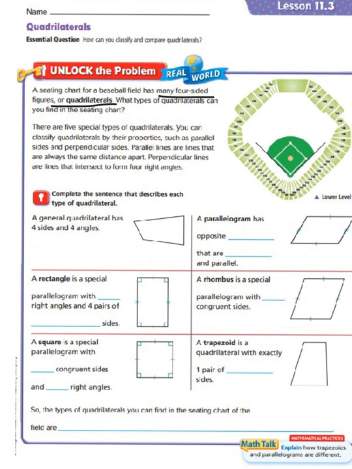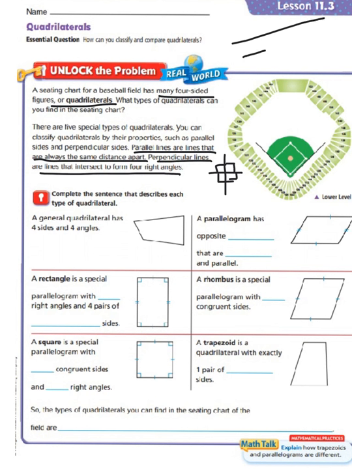Parallel lines are lines that are always the same distance apart. Perpendicular lines are lines that intersect to form 4 right angles. This right here is an example of perpendicular lines, how they form 4 right angles. And these right here are examples of parallel lines because they will run forever and never intersect.